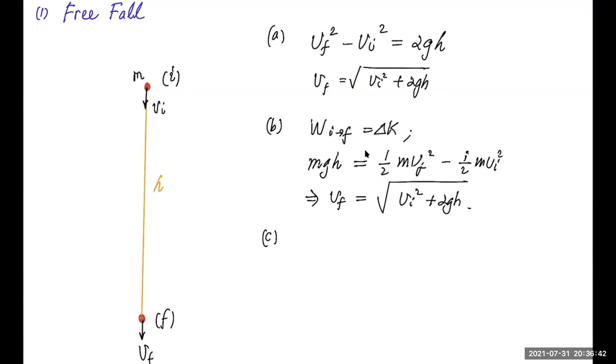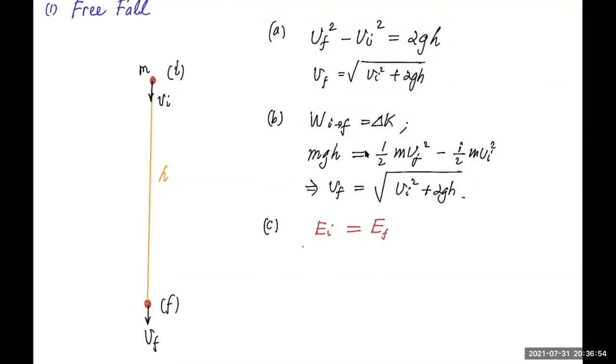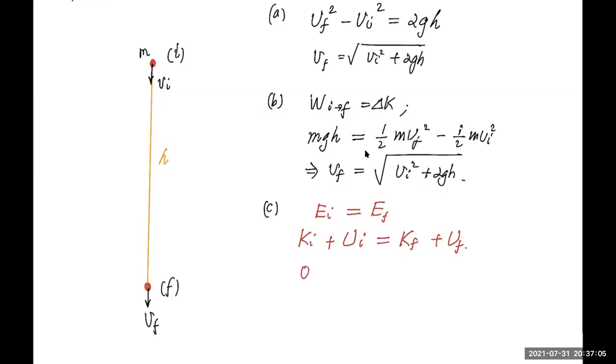Okay, so I'm going to use a different color for this new method. E initial equals E final. And E is the total energy, it's the sum of kinetic and potential energy. So I'm going to write K initial plus U initial equals K final plus U final. Okay, K initial equals 0 because it's not moved. I'm sorry, it's not 0. It is 1/2 m v initial squared.